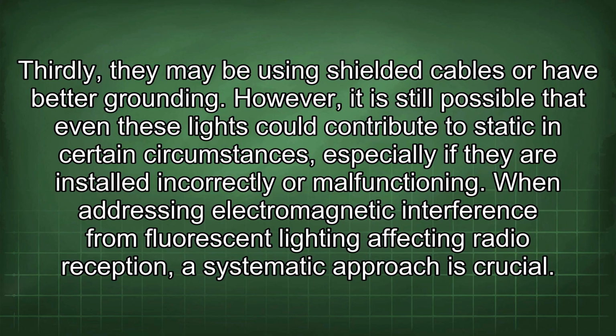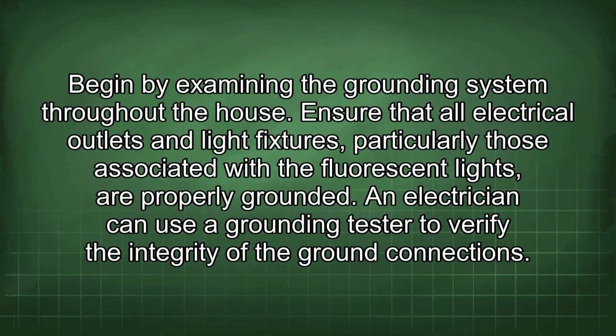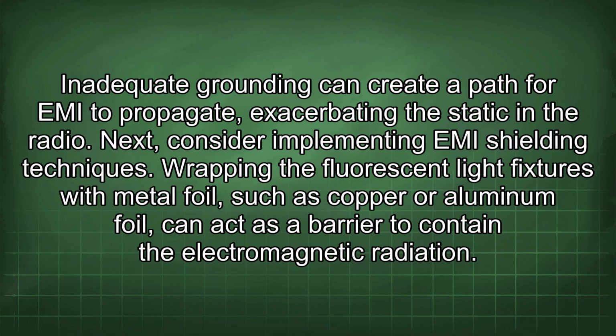However, it is still possible that even these lights could contribute to static in certain circumstances, especially if they are installed incorrectly or malfunctioning. When addressing electromagnetic interference from fluorescent lighting affecting radio reception, a systematic approach is crucial. Begin by examining the grounding system throughout the house. Ensure that all electrical outlets and light fixtures, particularly those associated with the fluorescent lights, are properly grounded. An electrician can use a grounding tester to verify the integrity of the ground connections. Inadequate grounding can create a path for EMI to propagate, exacerbating the static in the radio.